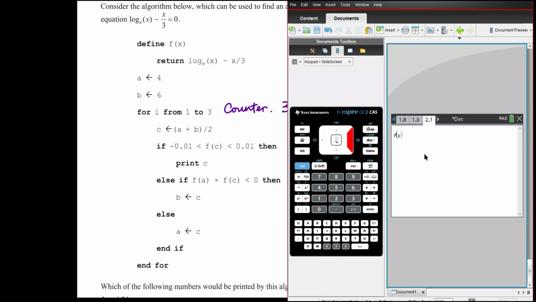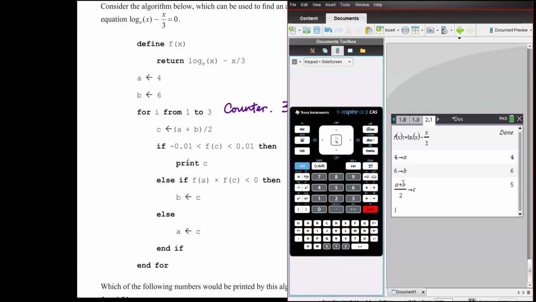What I'll do is first define f of x as natural log x minus x over 3. Then I'll use the assign button, so 4 is assigned to A, and 6 is assigned to B. Next I'll start the first round of the execution. I begin with a fraction, A plus B divided by 2, assigned to C.